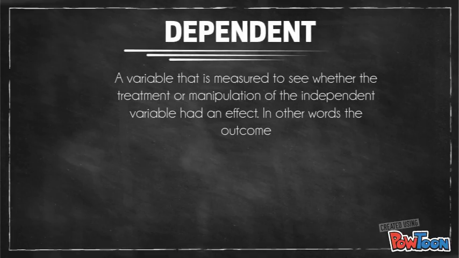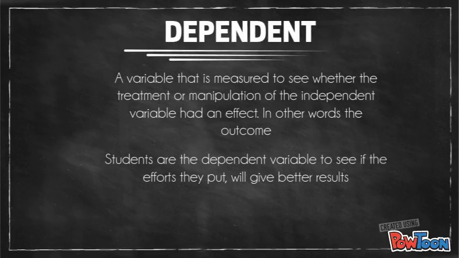Dependent: a variable that is measured to see whether the treatment or manipulation of the independent variable had an effect. In other words, the outcome. Students are the dependent variable, to see if the effort they put in will give better results.